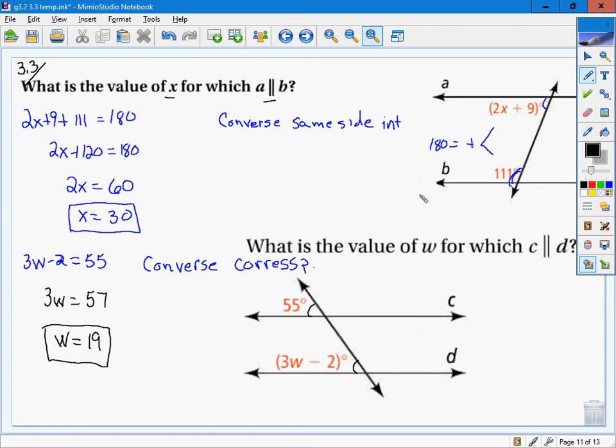Everybody okay with these two examples? Questions? So to find if they're parallel or not, you plug it back into W? I don't have to, but if I wanted to make sure, I could plug it back in. 3 times 19 minus 2 is what? 55. So I can see that these two are what?